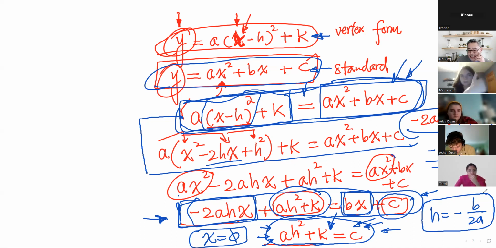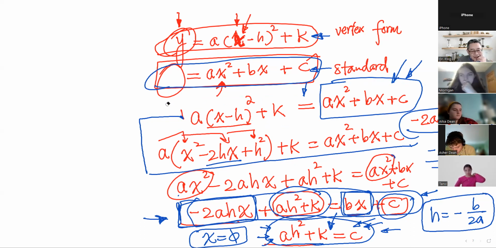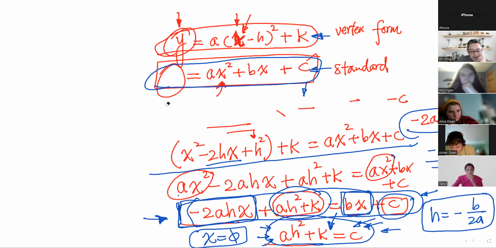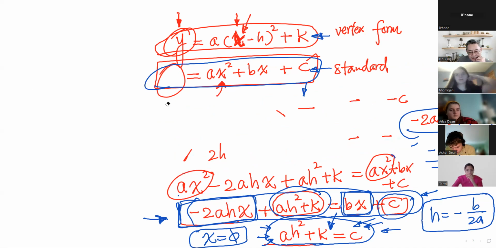Hang on, give me a second. Yeah, just copying down the formula. -2ah is equal to -b over 2a. Okay, so that's the first half of what we call the vertex formula.